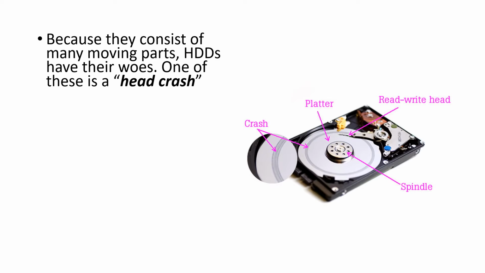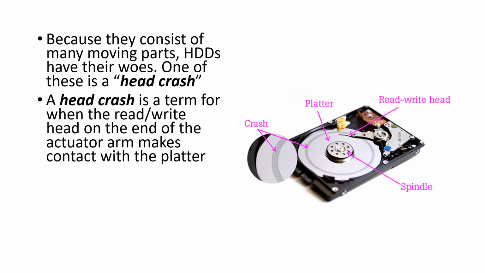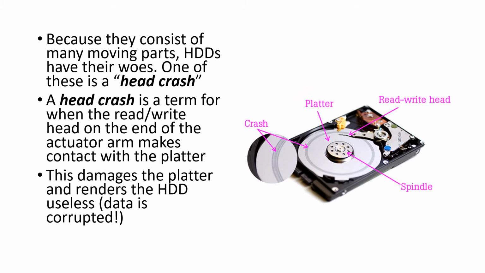Because they consist of many moving parts, hard disk drives have their woes, and one of these is a head crash. Now, a head crash is the term for when the read-write head on the end of the actuator arm makes contact with the platter. As I showed you earlier, the platters spin, and a head crash is basically when the read-write head on the end of the actuator arm touches that spinning platter or disk. This damages the platter and renders the data on the hard disk drive useless.